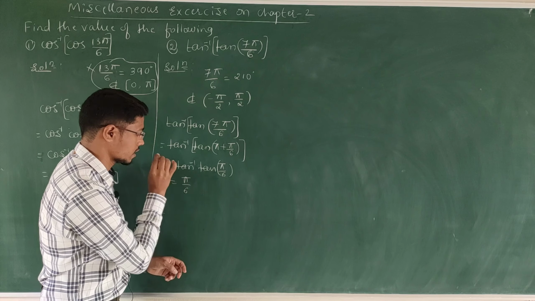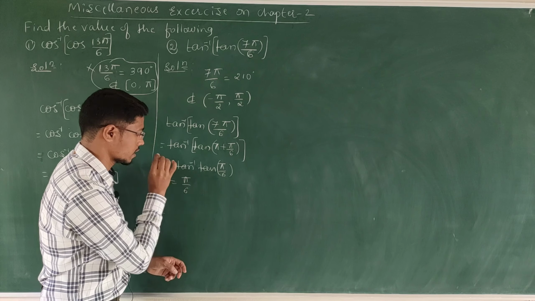See the next question. Prove that 2 sin inverse 3 by 5 is equal to tan inverse 24 by 7. So we have to convert this sin to tan. For that I will use one standard formula. First write down the given: 2 sin inverse 3 by 5 is equal to tan inverse 24 by 7, which we have to prove. Take LHS from this.